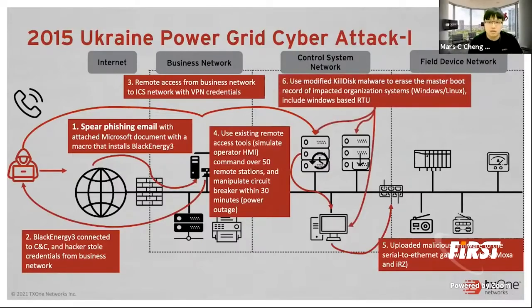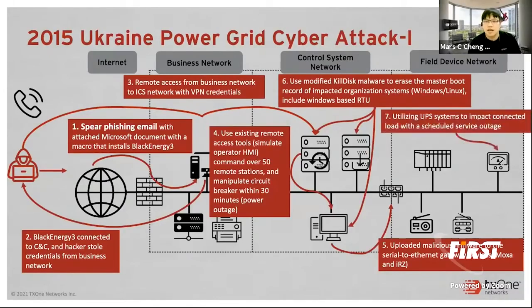And in step 6, the attacker used the modified KillDisk malware to erase the master boot record and try to delete everything in the HMI in the control station, and used the UPS with a scheduled service on the UPS systems. By that time, the operator didn't know how to recover their systems, so they called out, but the telephone also suffered from a denial of service attack, to delay the recovery time. It was a very deep attack in 2015.